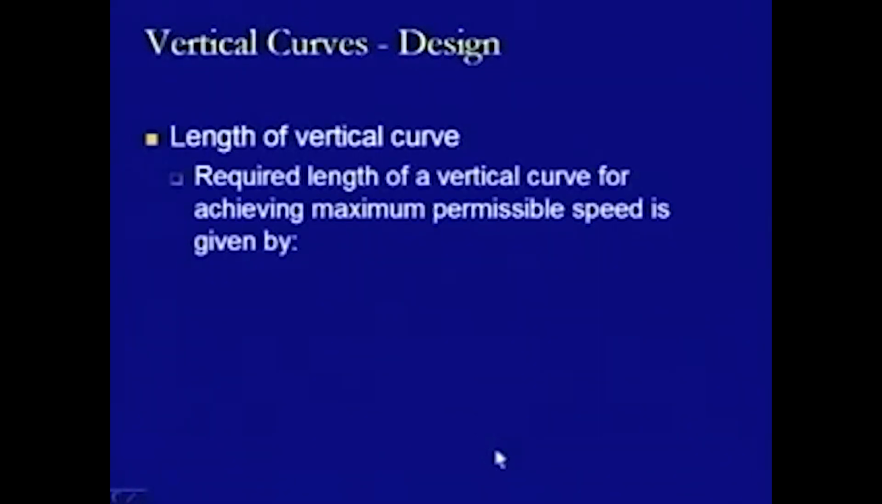So, the length of the vertical curve required on any curve for achieving the maximum permissible speed can be computed as L is equal to Gi minus Gj, that is the algebraic difference of the two gradients between which the curve has to be provided, multiplied by 30.5 divided by r. So, this is the length of the chord and this is the rate of change of that chord. By using this value we can compute the length of the vertical curve.